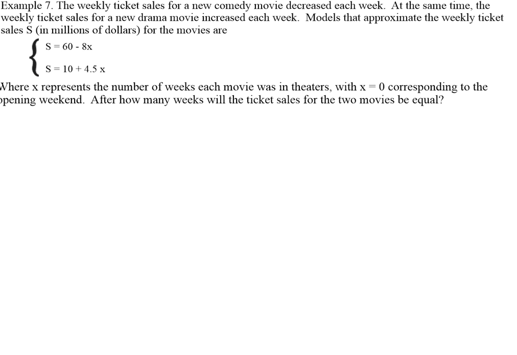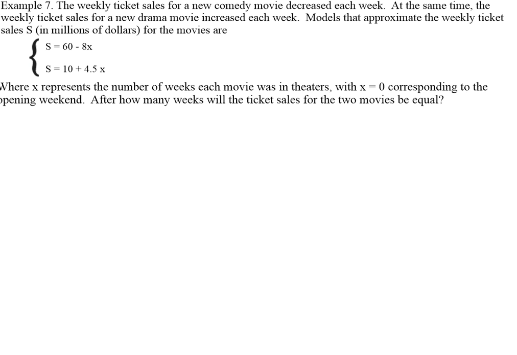And do we know which one is decreasing and increasing? Yes, and how do we know which one is increasing and decreasing? Right. The subtracted one is decreasing, the added one is increasing. Where x represents the number of weeks each movie is in the theaters, with x equals 0 corresponding to opening weekend. So it looks like that opening weekend, when x is 0, S was 60, and then S was 10 for each of those respective movies. After how many weeks will the ticket sales for the two movies be equal?